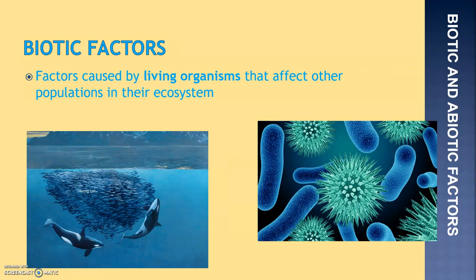Now, so what about biotic? Biotic is quite the opposite, okay? These are factors caused by living organisms that affect other populations in their ecosystem, all right? For example, parasites, viruses, bacteria, okay? These are factors that affect a population in their ecosystem.